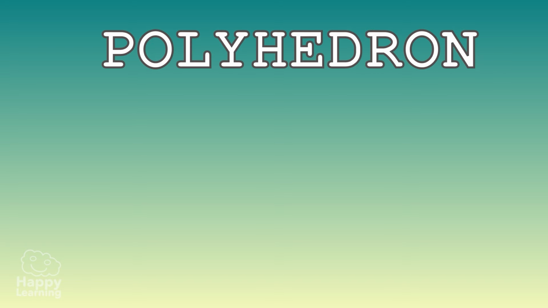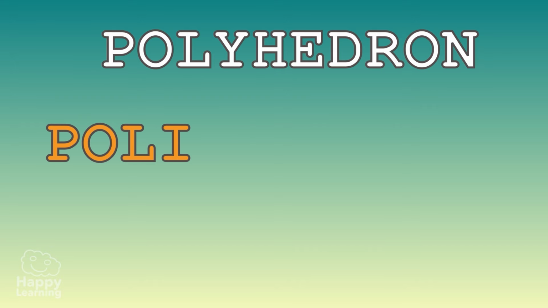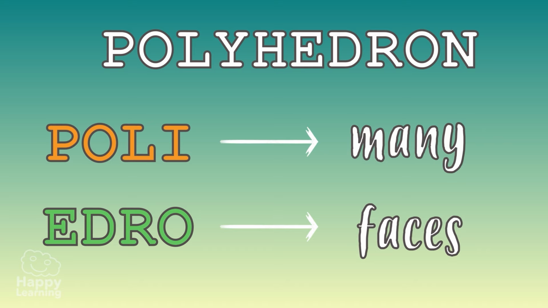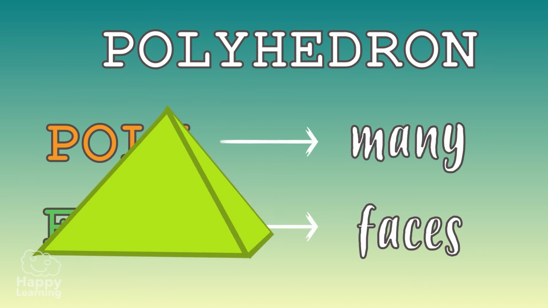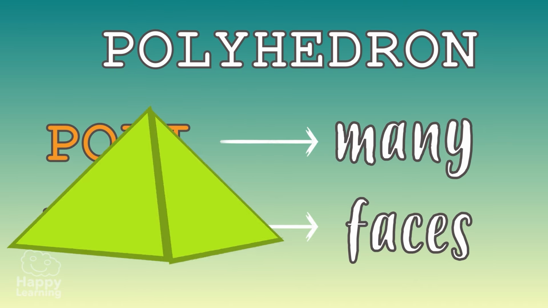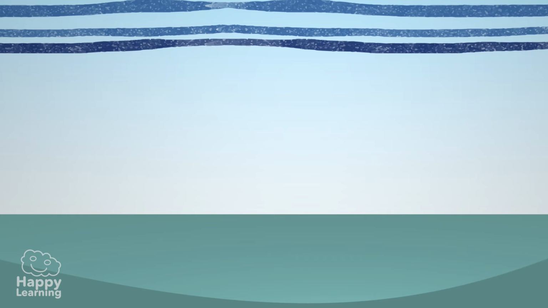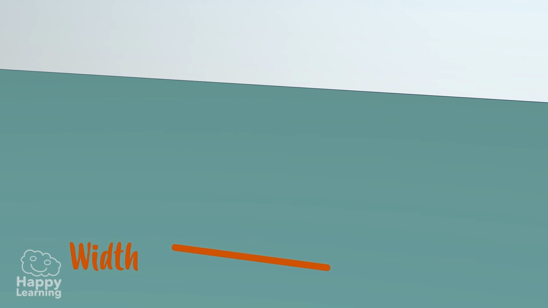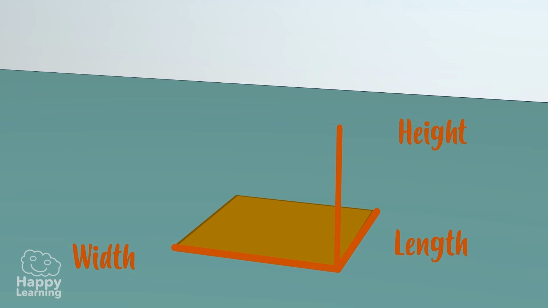The word polyhedron comes from Latin, poly, meaning many, and hedro, faces, so its name tells us that polyhedrons have many faces. Polyhedrons are geometric bodies formed by several polygons. They have volume, that is, they occupy space in 3 dimensions, width, length, and height.